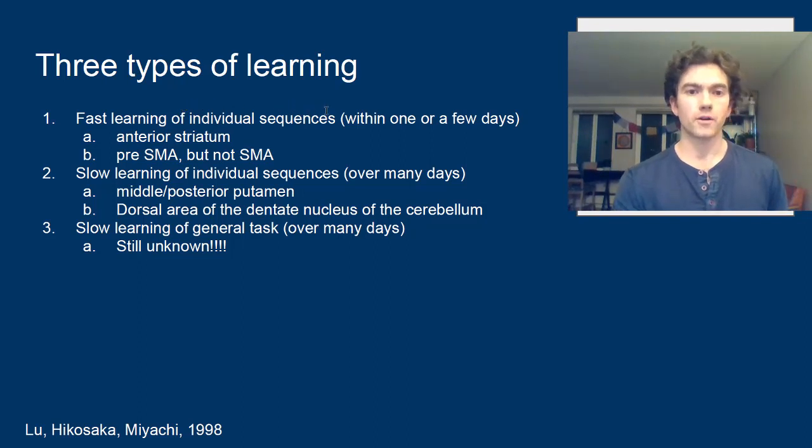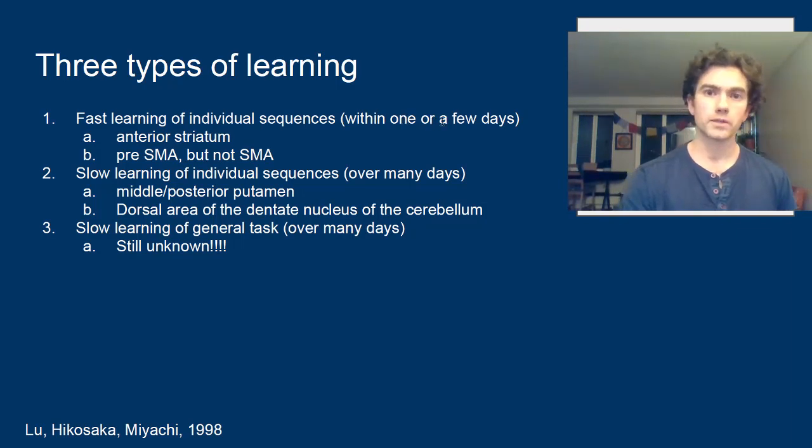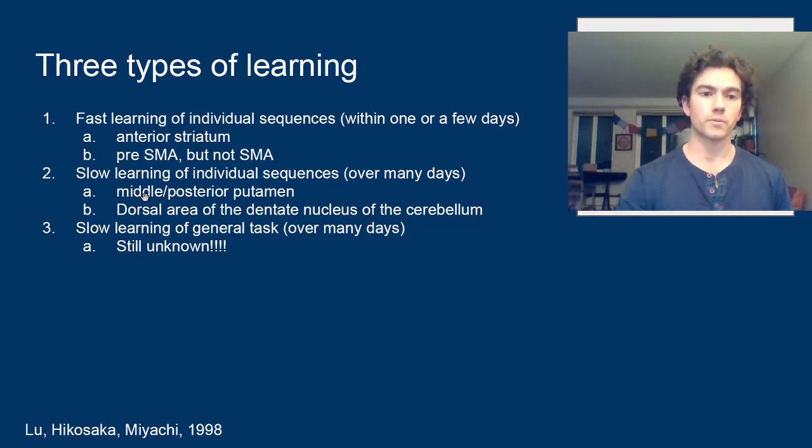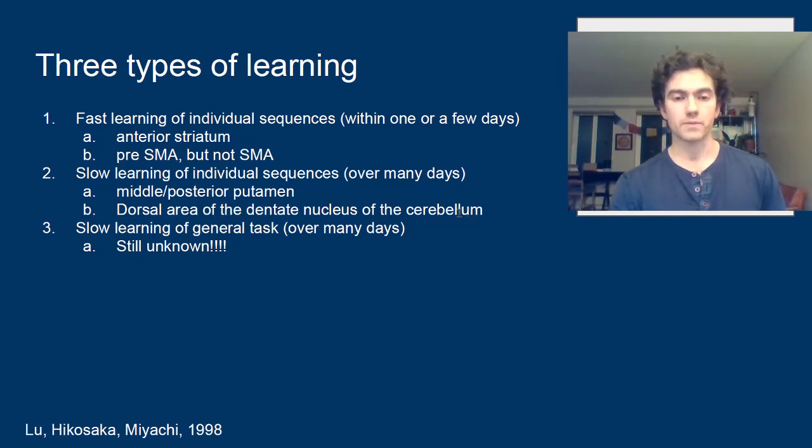So 3 types of learning overall. We saw in these series of studies that the fast learning of individual sequences, that is learning that happens within 1 or maybe at most a few days, the anterior striatum and the pre-SMA are involved in it. I shouldn't say dependent. But the supplementary motor area itself does not seem to be so involved. The slow learning of individual sequences over many days, that seems to be something that's more mediated by the middle and posterior putamen. And then probably the strongest data that we really saw was the dorsal area of the dentate nucleus of the cerebellum. That seems to be really playing a role.